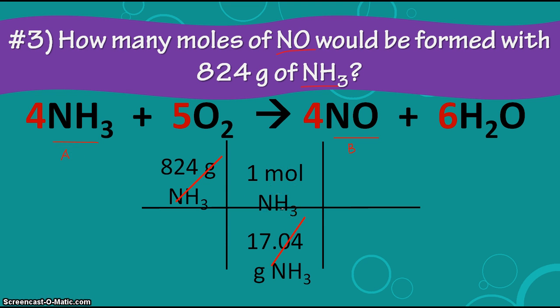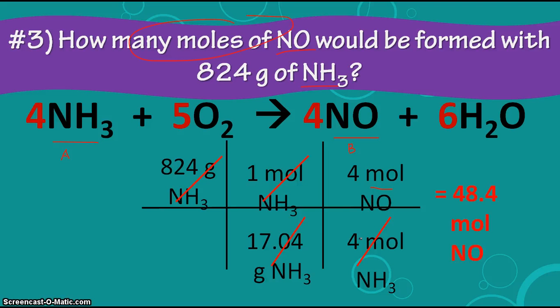Now that we're in moles, now we could go ahead and use this 4 to 4 mole ratio. 4 moles of NH3 here for every 4 moles of NO, switching us from A, getting rid of its units, to substance B. And because we only wanted to know how many moles of NO, then we're done with moles as our unit. 824 times 1 times 4 divided by 17.04 divided by 4, and you get an answer of 48.4 moles of NO.